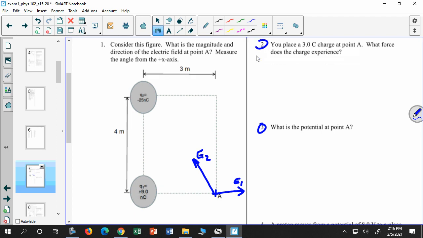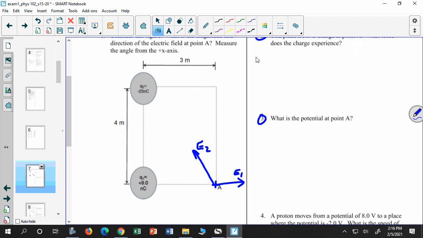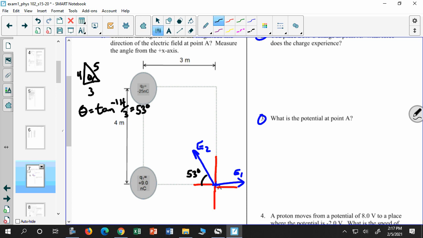A couple things we need to do. The first thing is let's just recognize where our coordinate system is. This is our coordinate system. And I need to draw this angle. For E2, that's a 3, 4, 5 triangle. So I know that this angle is 53 degrees. But if you don't just know that, this is a 3, 4, 5. I want to know this angle. Theta is the inverse tan of 4/3. And that's 53 degrees.